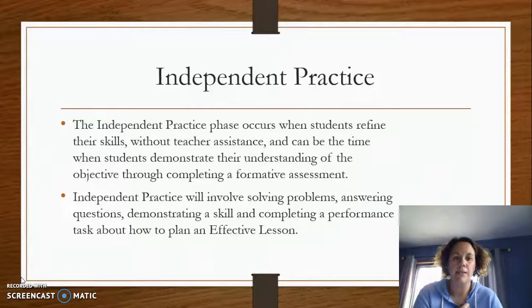Independent practice. The independent practice phase occurs when students refine their skills without teacher assistance, and it can be the time when students demonstrate their own understanding of the objective through completing a formative assessment. Independent practice can also involve problem solving, answering questions, demonstrating a skill or skills, and completing a performance task about how to plan an effective lesson.